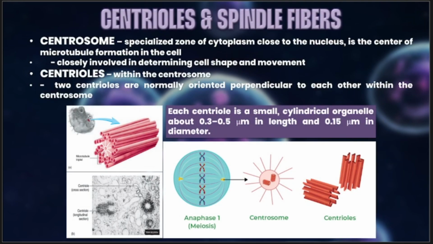We also have your centrosome. Your centrosome is a specialized area of cytoplasm near the nucleus that serves as the center for microtubule formation in the cell. It's crucial for determining cell shape and movement. You also have your centrioles, which are located within the centrosome, and there are typically two centrioles oriented perpendicular to each other. They play a key role in organizing microtubules and are involved as well in cell division.